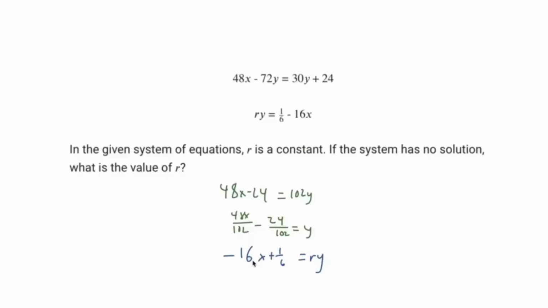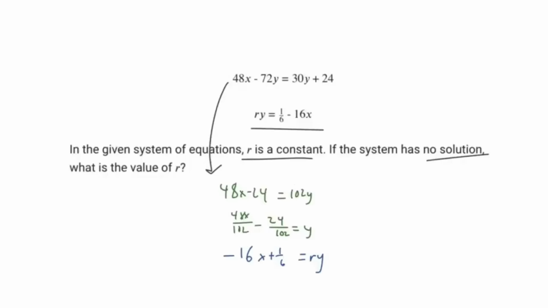In the given system of equations, R is a constant. If the system has no solution, what is the value of R? I already did some of the work here because writing with a mouse is very hard. So we just arrange the top equation into slope-intercept form. So we get y equals 48x over 102 minus 24 over 102. And we compare that to the other equation, which is stated, Ry equals 16 minus 16x.